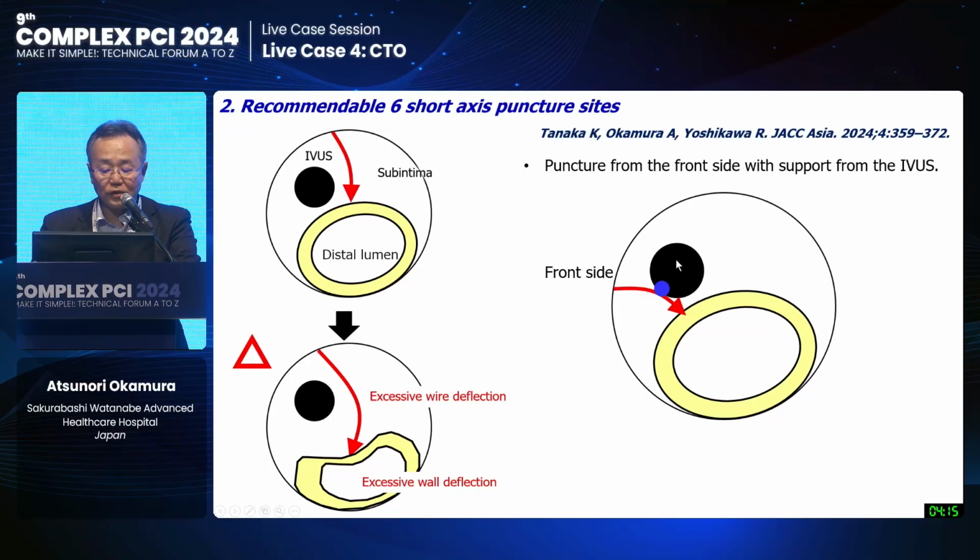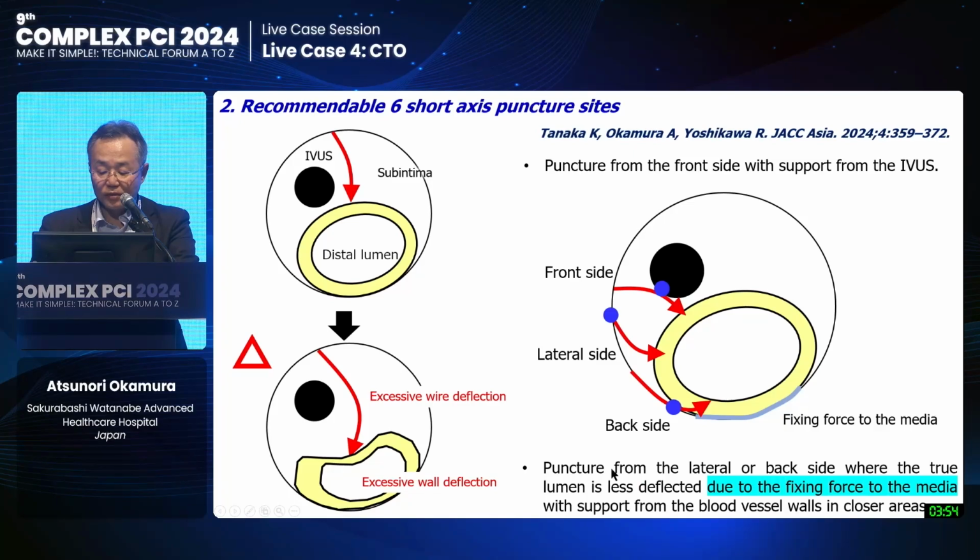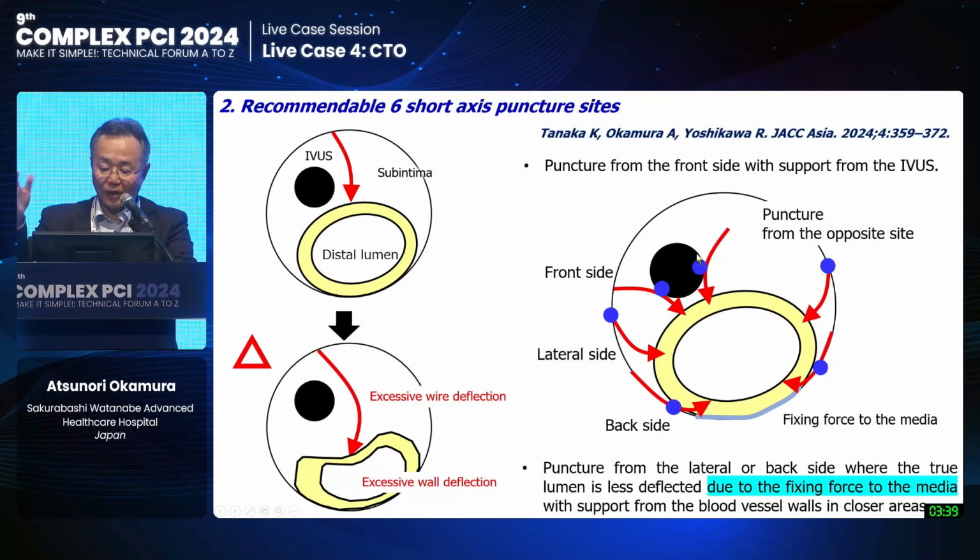Like this, try to use the IVUS catheter to keep the penetration force for the ST wire, the re-entry wire, from the front side and also the lateral side. This makes it easy to get support from the vessel, and also the back side. Maybe Dr. Tsuda's last case was a backside puncture. Puncture from the lateral or backside is where the true lumen is less deflected, due to the fixing force to the medial side, like that. So we get support from the blood vessel in the closer area. From the opposite side, there are another 3 approach sites. So that's why we are recommending the 6 puncture sites.